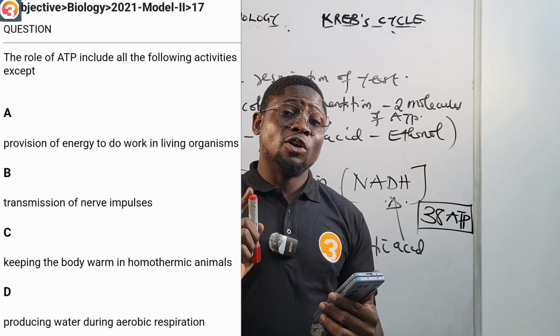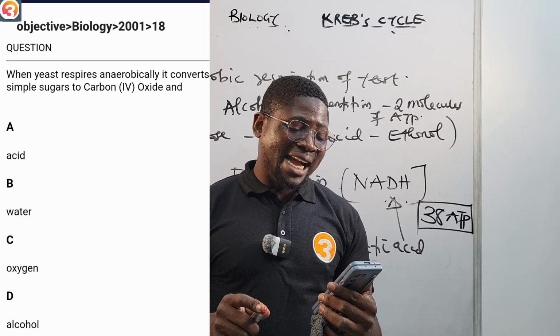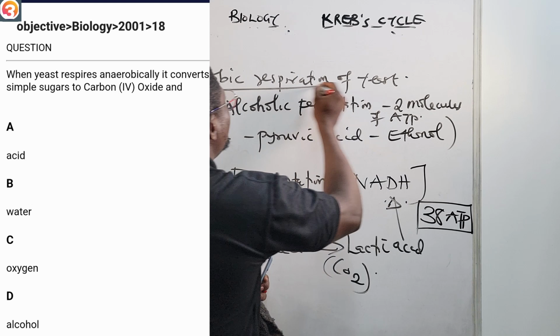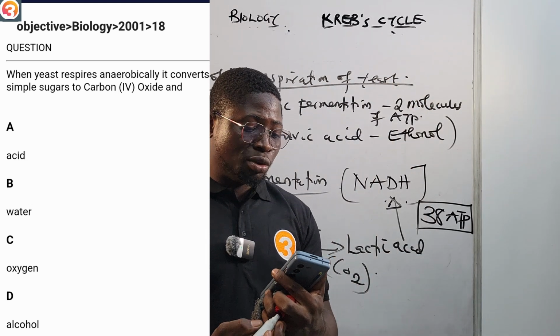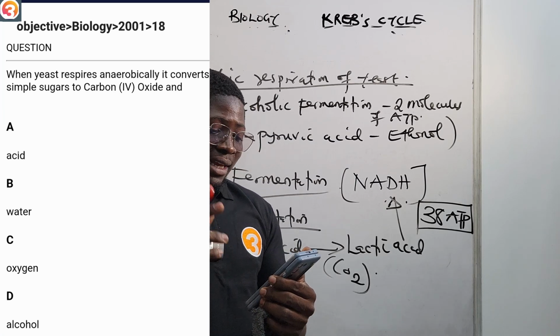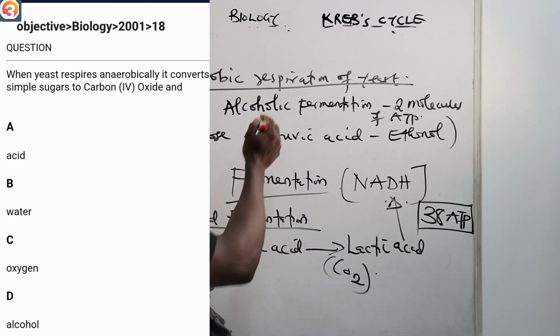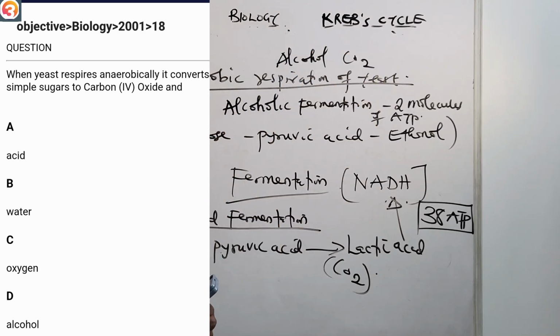Let us see 2001 number 18. It says when yeast respires anaerobically, that's why I say anaerobic respiration of yeast is fermentation, it converts simple sugar to carbon dioxide and A says acid, B says water, C says oxygen, D says alcohol. The correct answer is alcohol. So a product of the anaerobic respiration of yeast is alcohol. Alcohol is part of them, CO2 is part of that. And of course, we said 2 molecules of ATP are released.